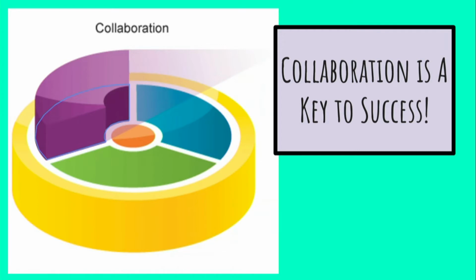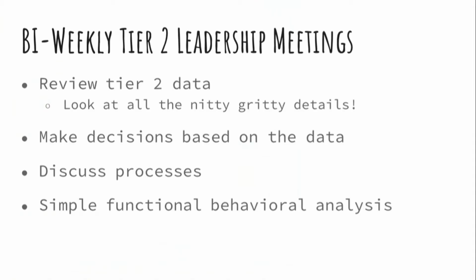One of the things that's really important is that we have 3 different teams that collaborate as part of our Tier 2. Each of those teams does different work, but has the same goal, which is to ensure that our students are going to be successful and that we're going to have positive outcomes for them. One of our teams is our Tier 2 leadership team, which includes our 2 administrators, a principal and an associate principal, our school counselor, our school social worker, and our internal coach.